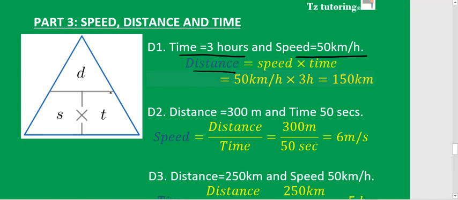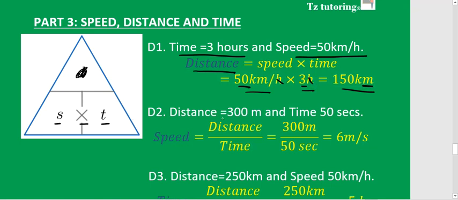All right, so what do you do? Shade distance, because that's the one that you're looking for. When you use your DST triangle, just shade distance because it's the one you're looking for, and you'll find that your distance is speed multiplied by time. Okay, speed is 50, time is 3, and of course 50 times 3 is 150 kilometers. That's how you work out your distance. And of course those hours would cancel out, so your distance will be in kilometers.